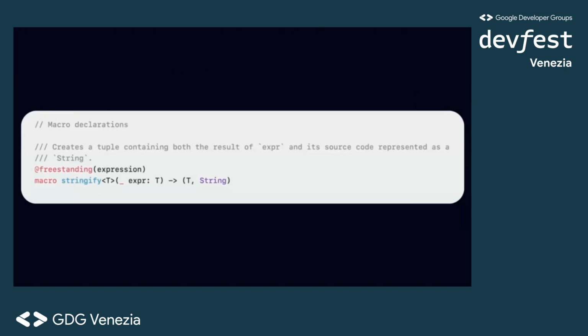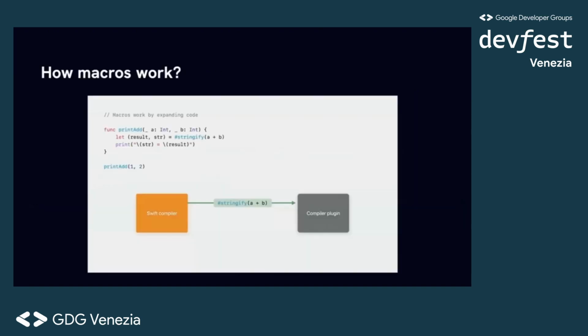Let's see the freestanding expression. For example, stringify. You will insert two integers into this stringify, and it will send that a and b to the compiler plugin. After that, it will return all of the code. It will add the two of them and also return them as a string type.